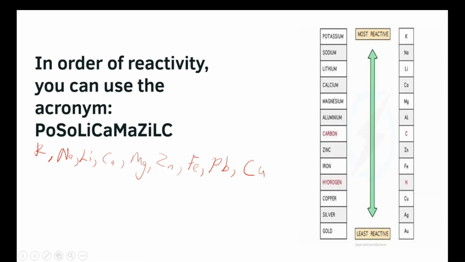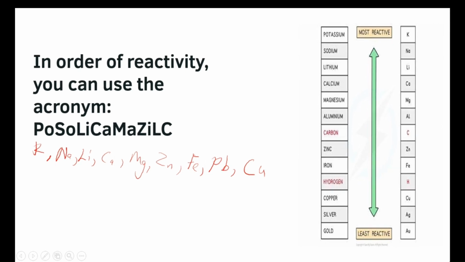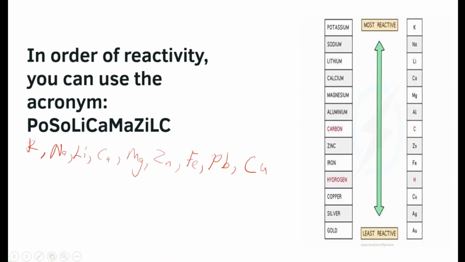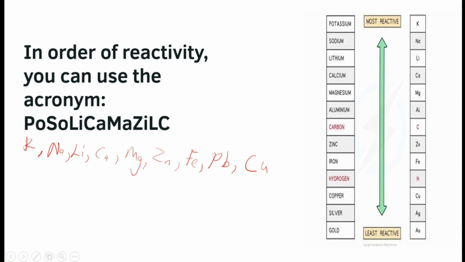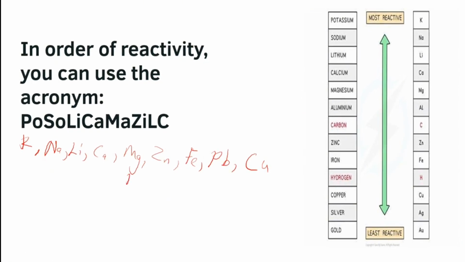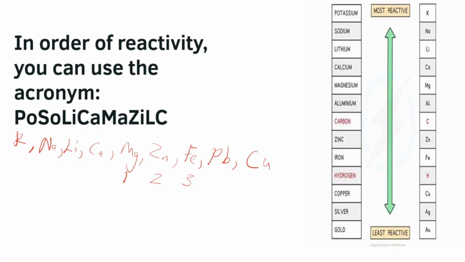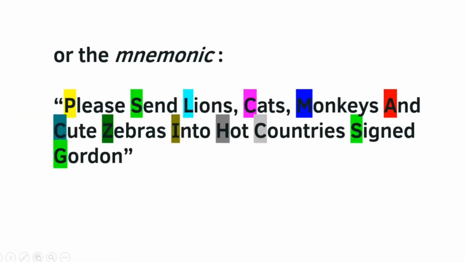So you can see here potassium, sodium, lithium, calcium, magnesium, aluminium, carbon is not a metal though. Zinc, iron, hydrogen is not a metal again. Copper, silver, and gold. So you can see here that our order was correct. We had magnesium, then zinc, then iron, and then copper. So in order of decreasing reactivity, you have your magnesium first, you have your zinc second, your iron coming third, and you have your copper coming last. Okay.